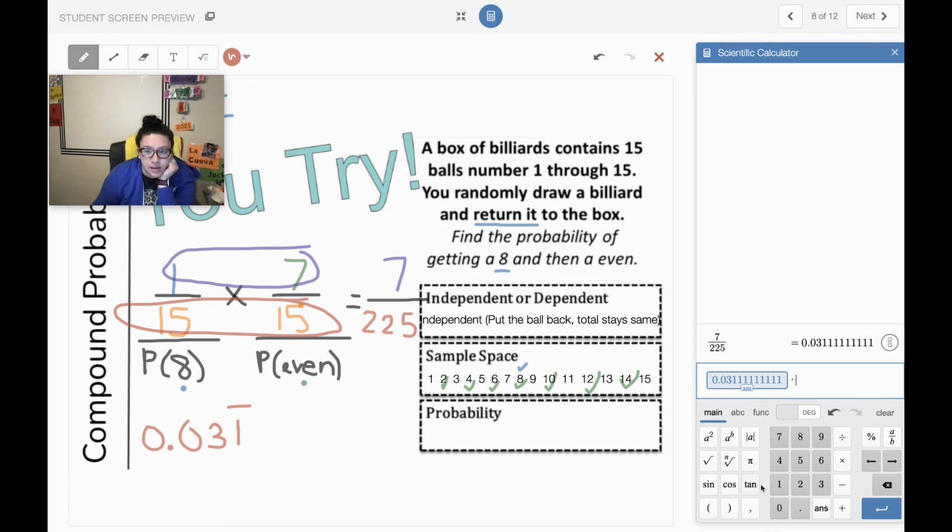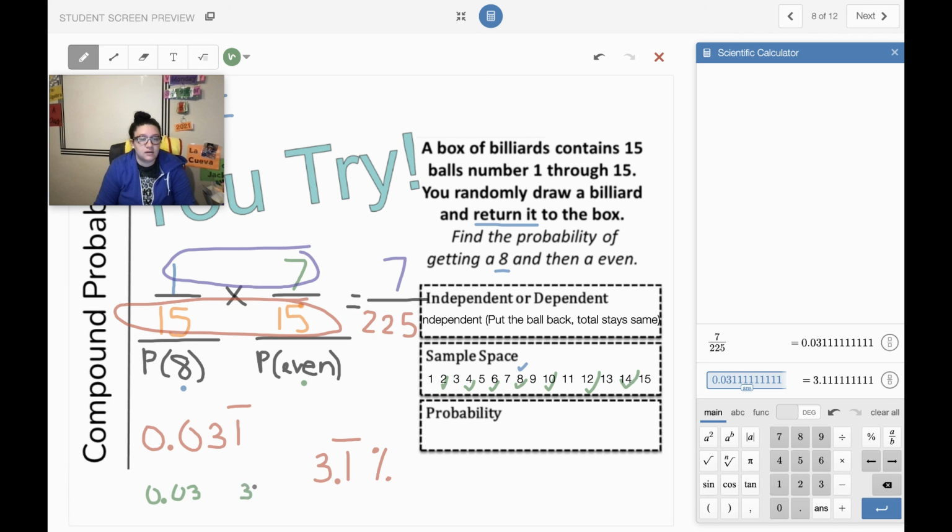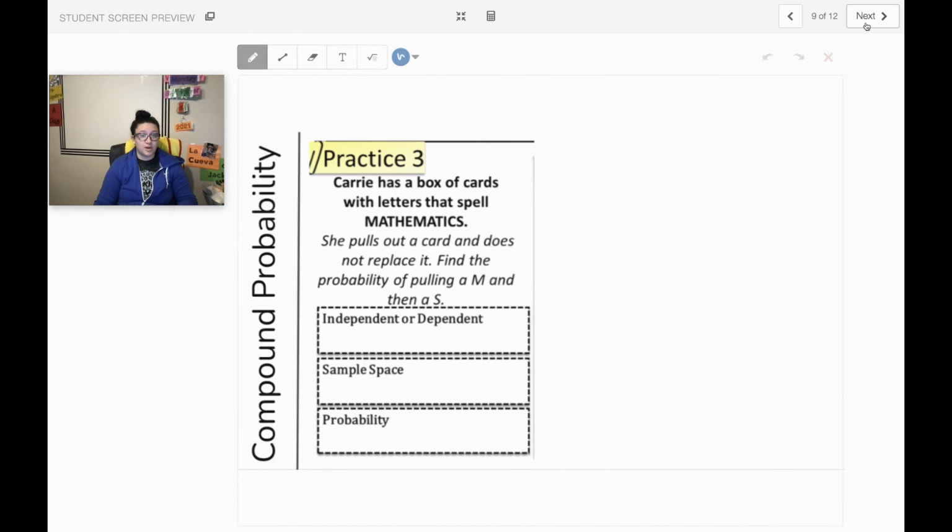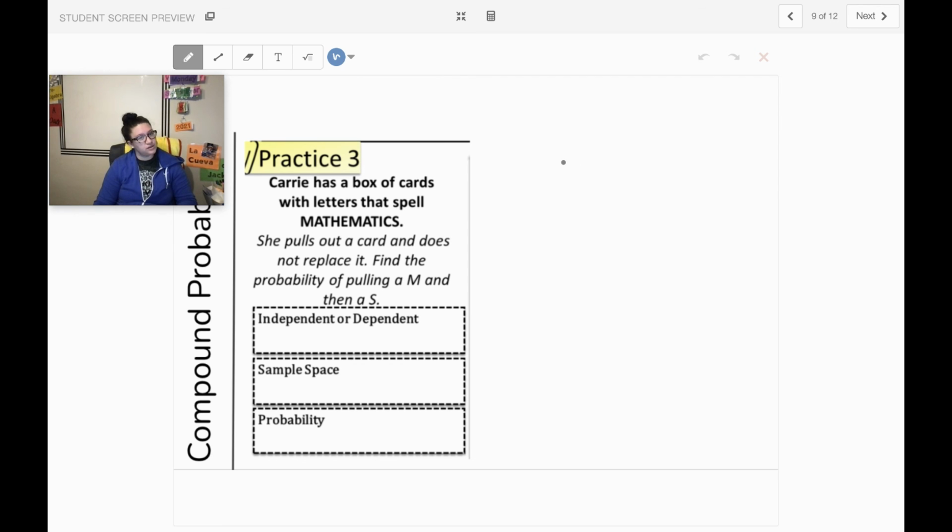If I take that number times 100, I get my percent form. That number as a percent would be 3.1 repeating percent. And again, a lot of the times they're going to round that to the nearest hundredth. So a lot of times you'll see that rounded to 0.03 and 3% for your final answers. Most likely that's what you would see. If you have any questions on this, let us know. Otherwise, we're going to go into the next problem where we have dependent events. And you'll see what happens when we have dependent events and what that's going to mean for our total.